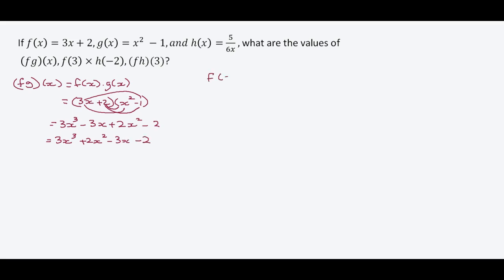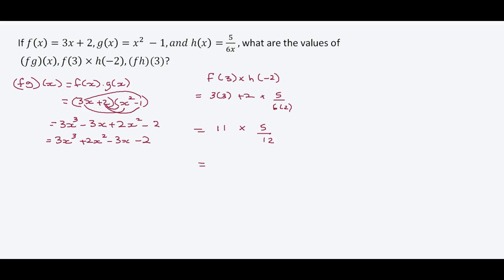So we have f of 3 multiplied by h of negative 2. So what this is going to be, f of 3 is going to be 3 times 3 plus 2. Then we multiply that by 5 over 6 times 2. So 3 times 3, 9 plus 2, that's going to be 11 multiplied by 5 over 12.